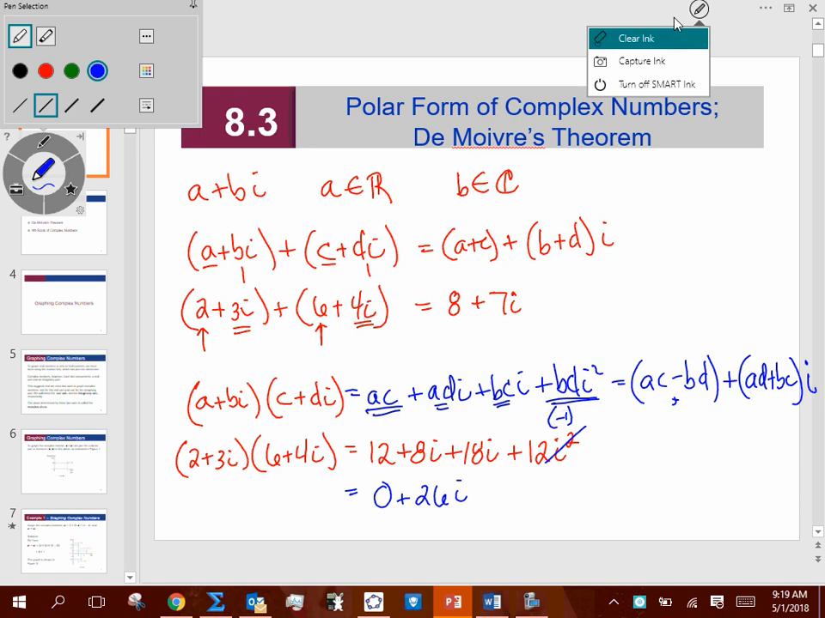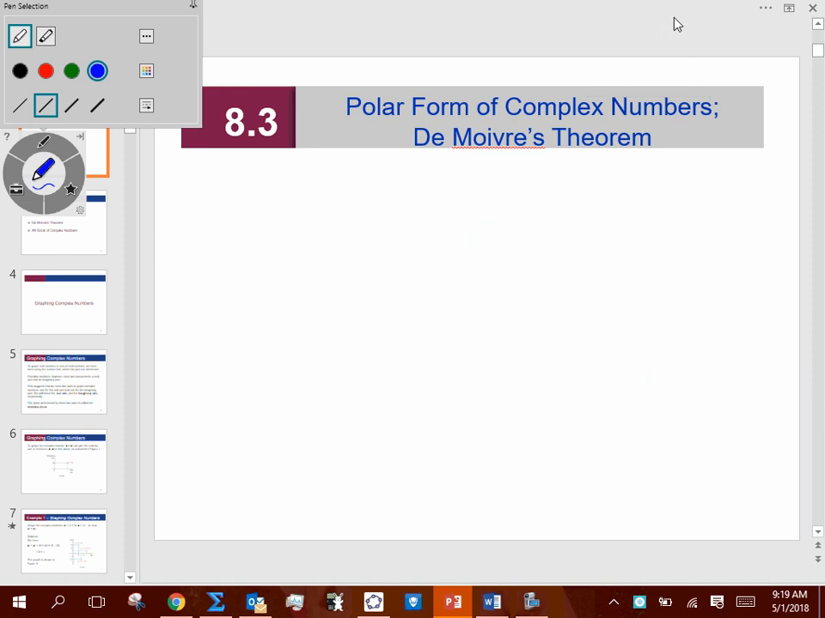But the reason we need this stuff, and it's mostly the multiplication right now, is that if I wanted 2 plus 3i and I wanted to square that, that's going to look like this, right? 2 plus 3i times 2 plus 3i, and I'd FOIL that one time.